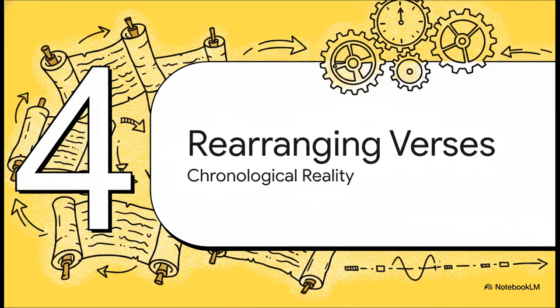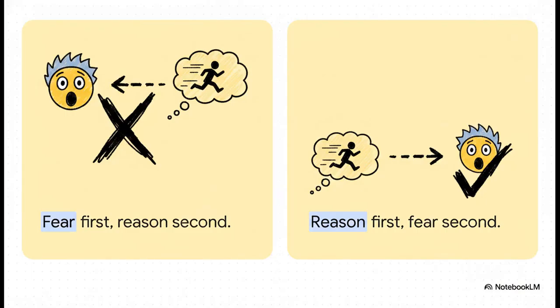Section 4. Rearranging the verses. And this brings us to a really critical tool. It's honestly perhaps the most powerful one in the translator's toolkit. Physically rearranging verses to match chronological reality.